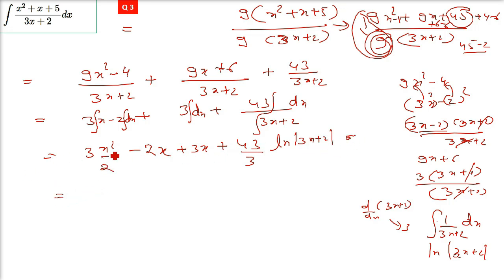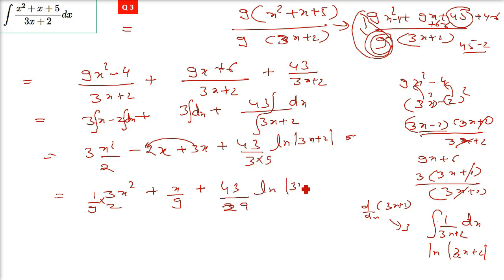But still we have a 9, if you remember. 1 by 9 has to be multiplied to each and every term. So 3 by 2x square into 1 by 9. 3x minus 2x is x, so x by 9 plus 43 divided by 9 times 3 is 27, and there will be no cancellation, of course. So 43 by 27. This is ln modulus of 3x plus 2, and with the constant of integration.